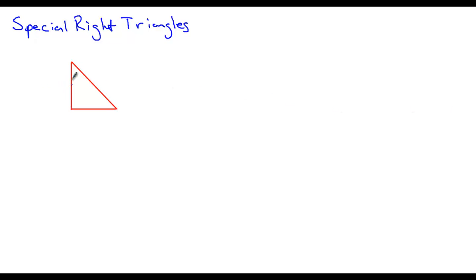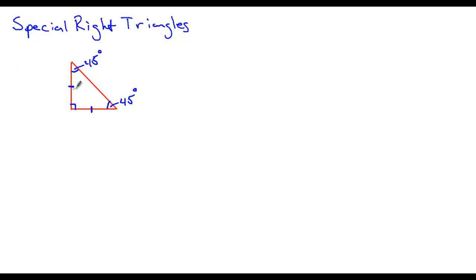So the first kind that we're going to do is an isosceles right triangle. That means both of the legs are the same length, and the hypotenuse obviously is longer than both of them. In this isosceles right triangle, both sides are the same, and we have a right angle in the middle. Something else you should know is that these two angles are congruent to each other.